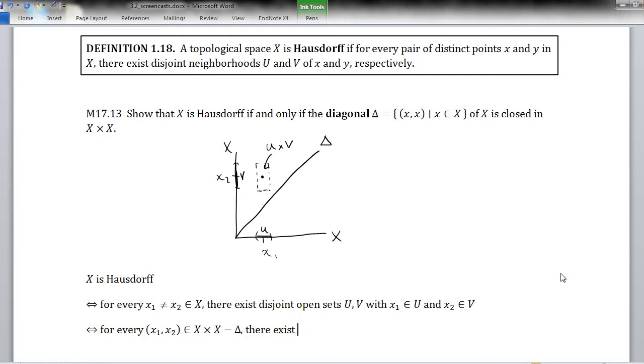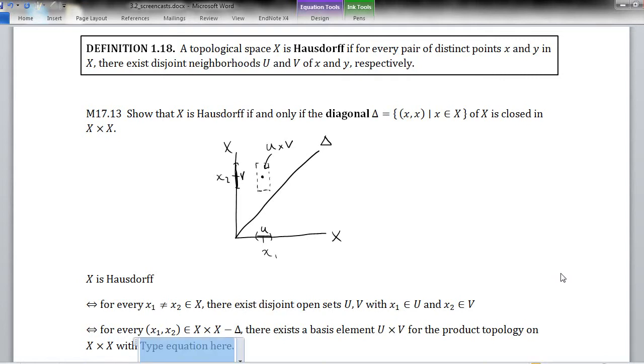open sets U and V, like we do, is going to be the same thing as having a basis element U times V for the product topology on X times X. And then having x1 in U and x2 in V is the same thing as having the point x1, x2 be in U times V.